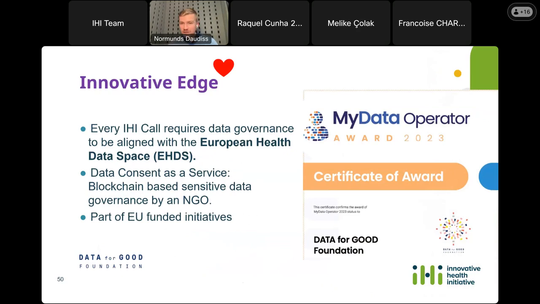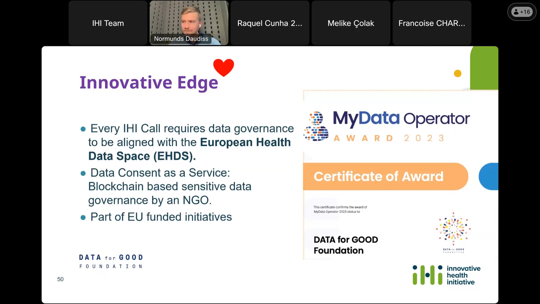The last innovation as part of the solution and the concept, which is really aligned with the European Health Data Space guidelines, is, of course, about the patient data and the data governance. In this case, we offer data consent as a service, which is a blockchain-based sensitive data governance. And we have a Danish NGO supporting that process. You can see the award already. We've already been working in the PCP project with this initiative, with very high level positive feedback from European Union bodies. So we're able to bring this technology here as well and develop it further.